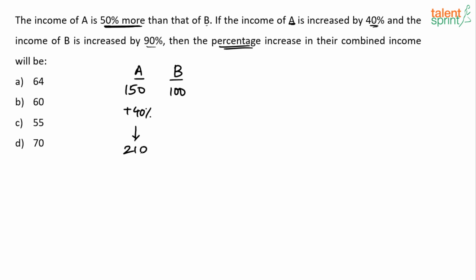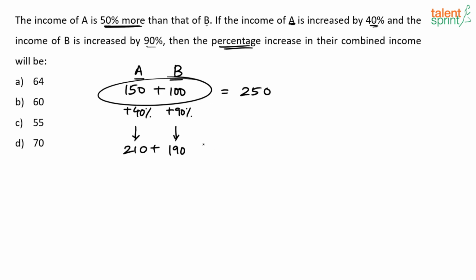Now you should be quick in doing these calculations, right? 150 plus 40% of 150. 40% of 150 is 60. So 150 plus 60 is 210. B is increased by 90%, an easy increment: 100 plus 90% is 190. Then the percentage increase in their combined income. Earlier the combined income was 150 plus 100, 250. And now the combined income is 210 plus 190, which is 400. Individual increments were given. What is the overall combined increment is the question.